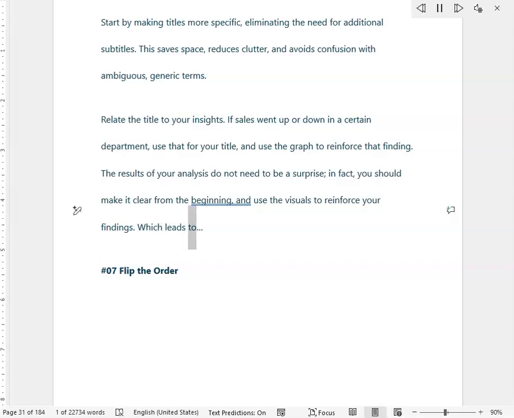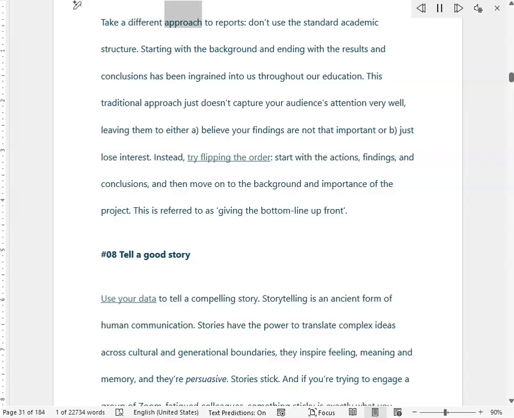Which leads to number 07. Flip the order. Take a different approach to reports. Don't use the standard academic structure. Starting with the background and ending with the results and conclusions has been ingrained into us throughout our education.